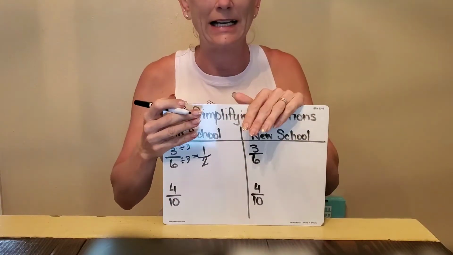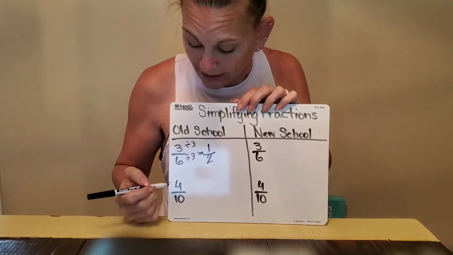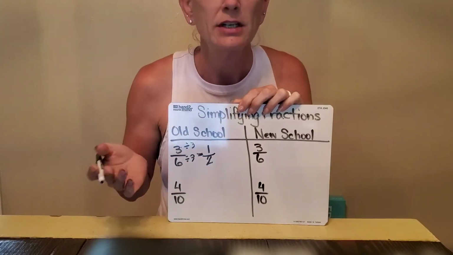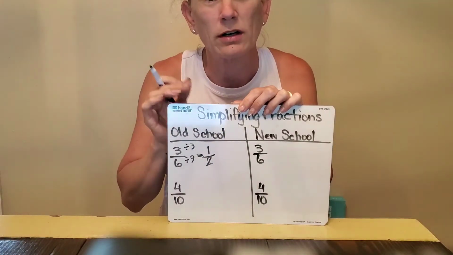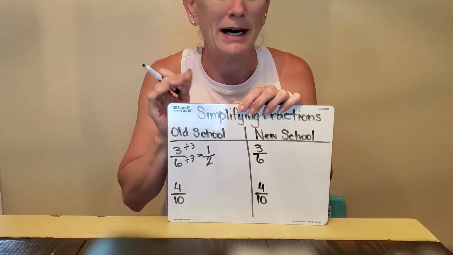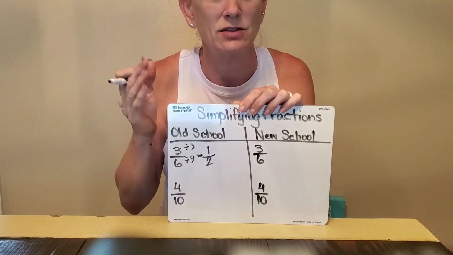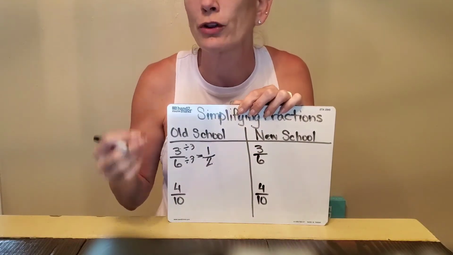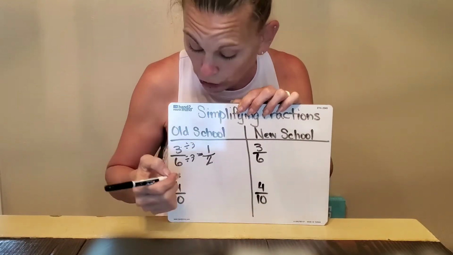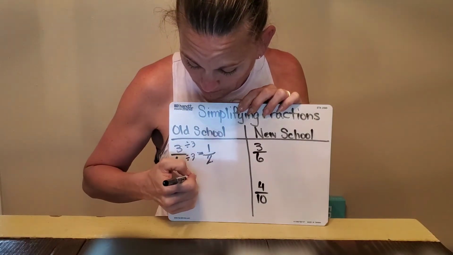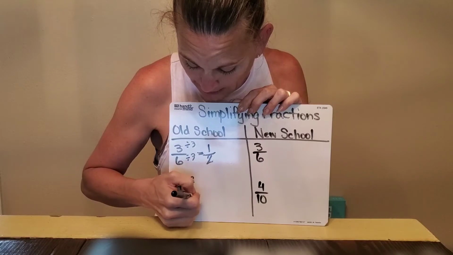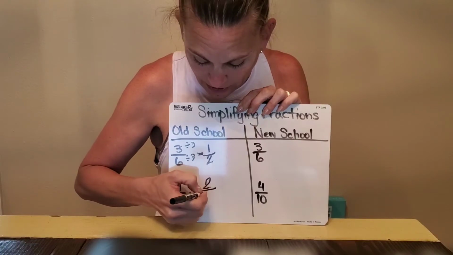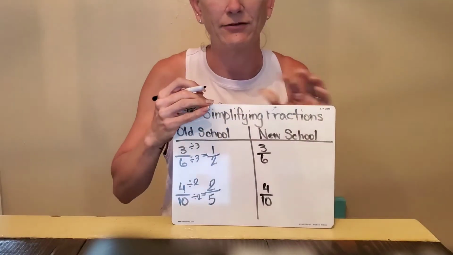Okay? So let's try it on the bottom one, where the numerator is not necessarily a direct factor of the denominator. So I know that 4 can be gotten to by 1 times 4 and 2 times 2, and 10 is 1 times 10 and 2 times 5. So I know that the factor they have in common is the number 2. So I would divide out the 2, top and bottom. So 4 divided by 2 is 2, and 10 divided by 2 is 5. So we would have 2/5.